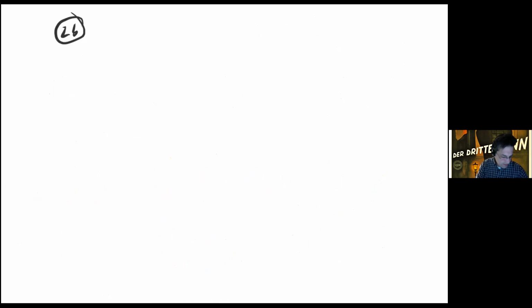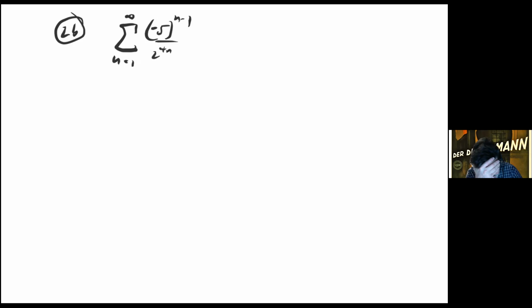2b is the sum of n goes from 1 to infinity of (-5)^(n-1) over 2^(4n). So one suspects that this might be a geometric series. So let's write down the first few terms. The terms start like this.